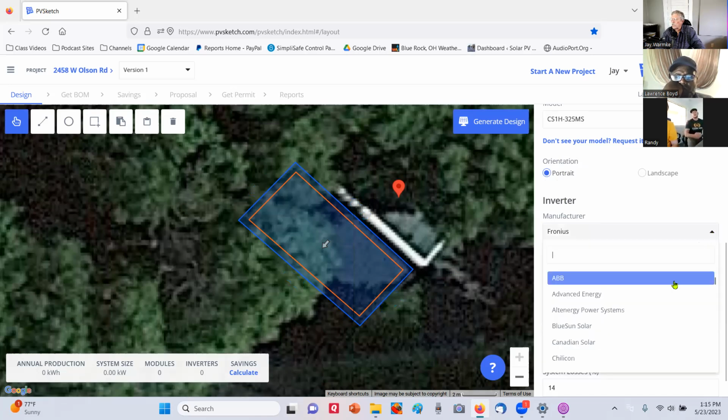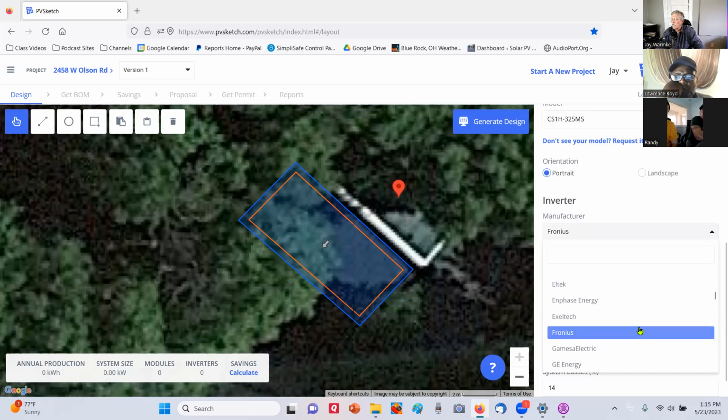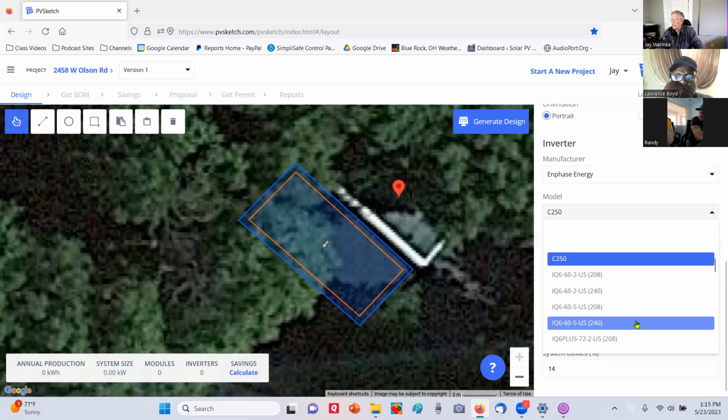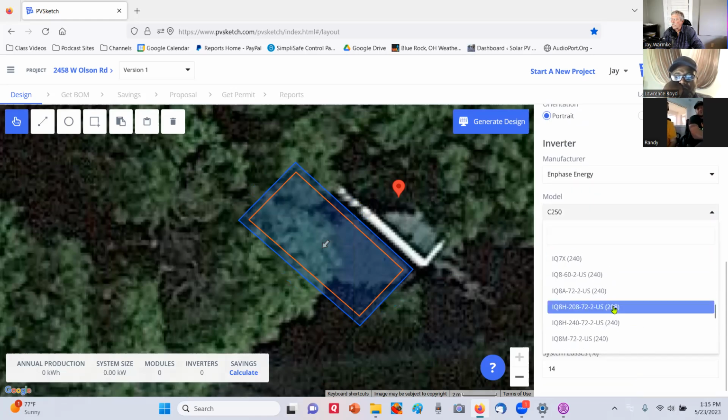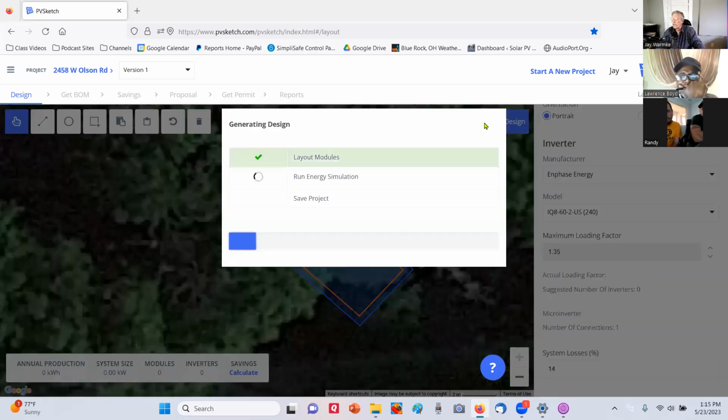And let's just assume we're dealing with single phase. So microinverters. So I'm going to pick those. And let's assume we're going to go with IQ8s. All right. So I picked my products. And now I'm going to go ahead and click on generate design.